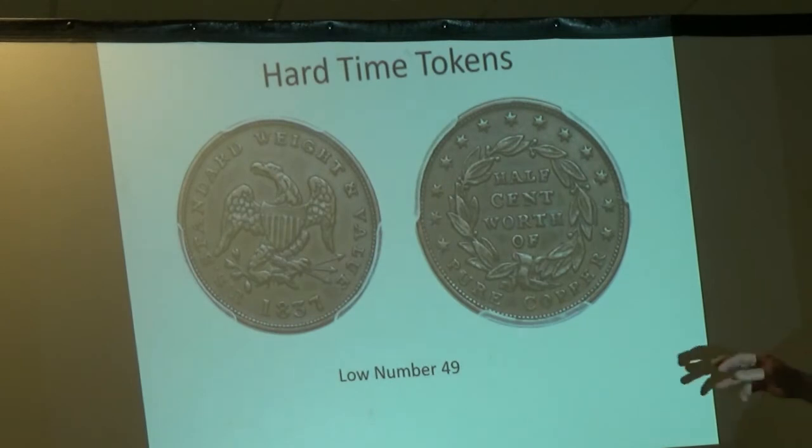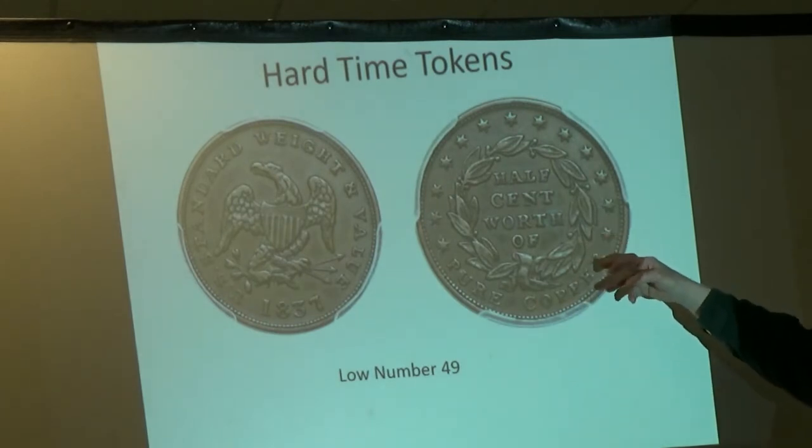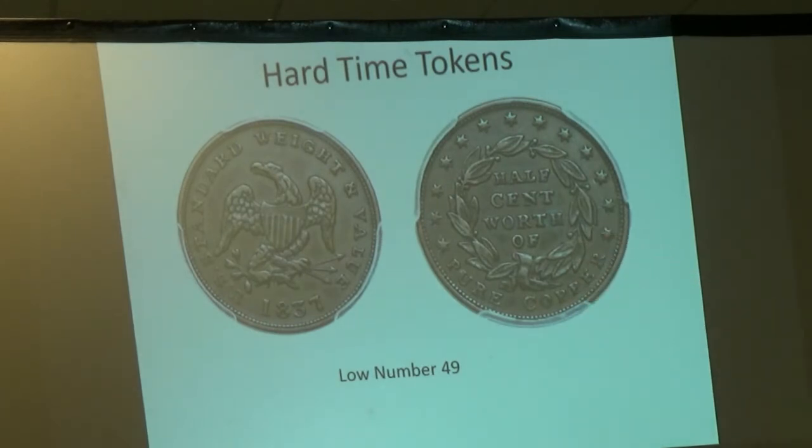Now, this is a low number 49. It's a half cent. A lot of you have seen these hard time tokens, which were prevalent around the Civil War and probably 15 or 20 years before that. Most hard time tokens run between about 1833 to about 1840, 45 or so. But he was the first one to catalog this, and this is one of the examples I was saying about a person who took a lot of interest in one coin and decided to catalog it.